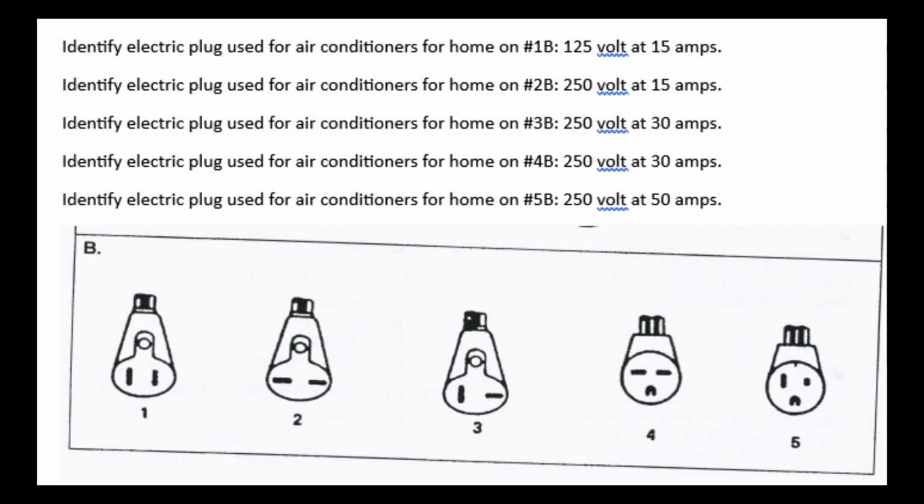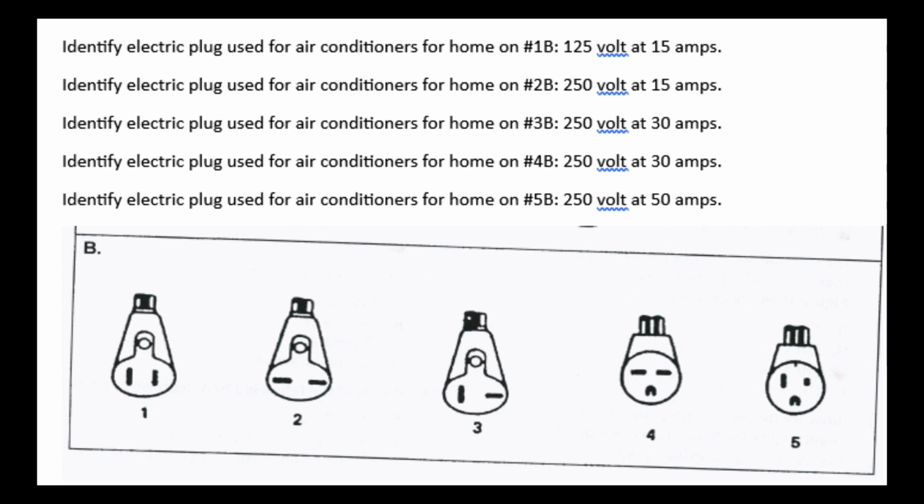125 volt at 15 amps. Electric plug for home air conditioners, 1 diagram B. 125 volt at 15 amps.